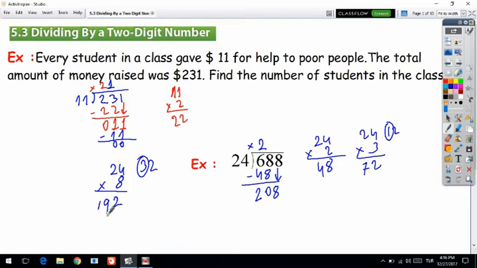192, right? Yes. Okay, so what happens if you accept 9? You get more number, right? Yes. More number than 208. Because of that, I need to choose 8. I write here 8. Now let's continue.